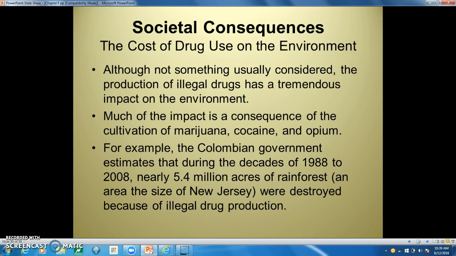As for the cost of drug use on the environment, although not usually considered, the production of illegal drugs does take a considerable toll on the environment, such as deforestation, contaminated water, and fish and wildlife concerns.